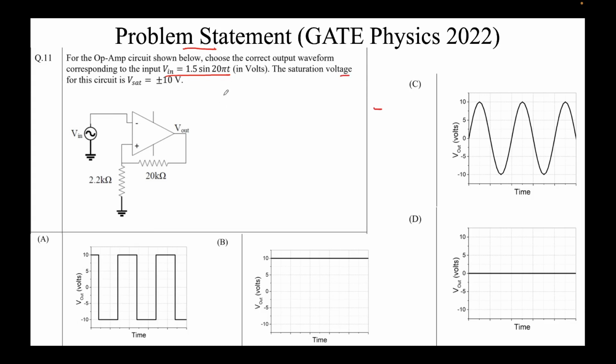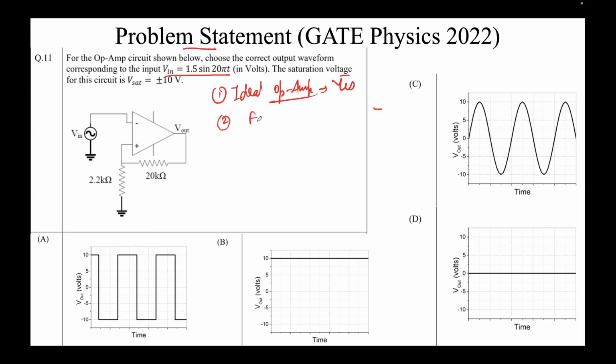But before we start to solve this problem, we'll ask ourselves some questions. First, is this an ideal op-amp? Now, the question is silent about it. The question says just op-amp circuit. So if nothing is said in the question, we'll assume that it is an ideal op-amp.